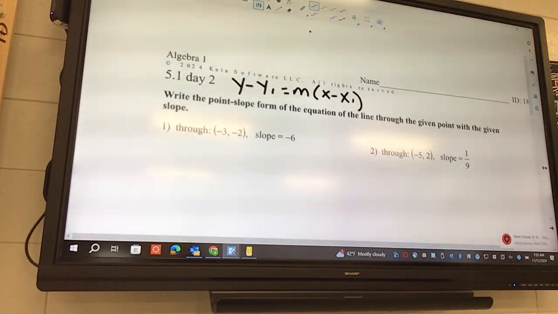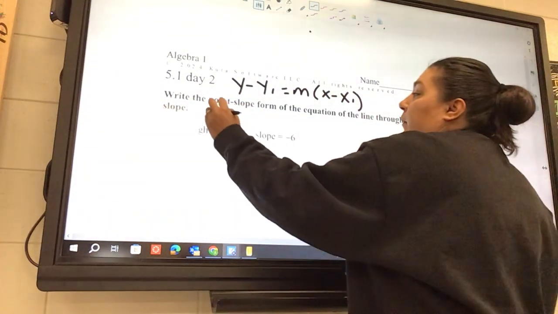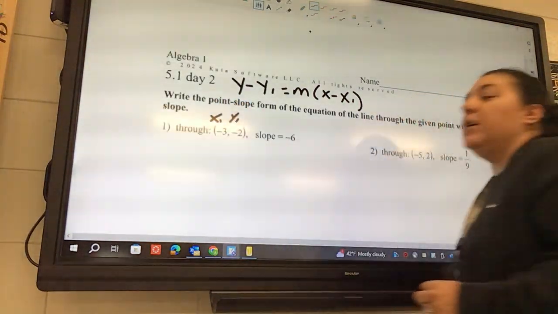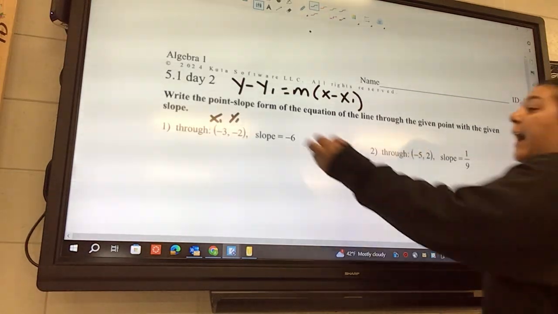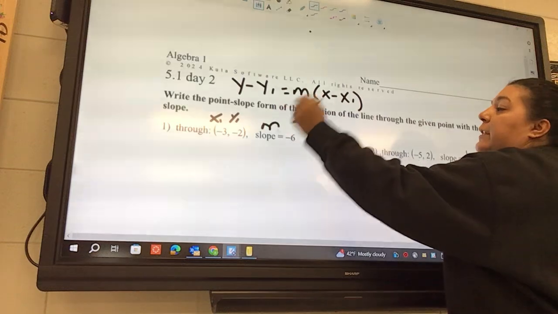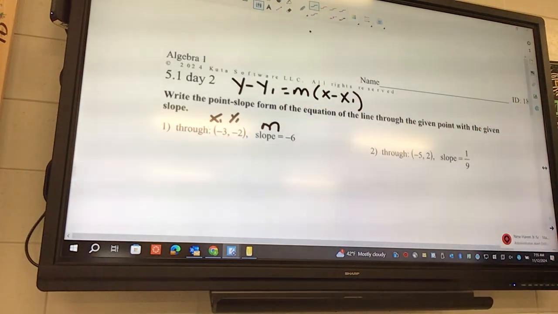Now let's look at what we're given. What we're given is a point, so x1, y1. And what letter do we use for slope? M. Okay, so that's what we have. This is what we need our answer to look like. So do I have enough information to just go ahead and plug it in? Yeah, I do. I got an x1, I got a y1, I got an m.